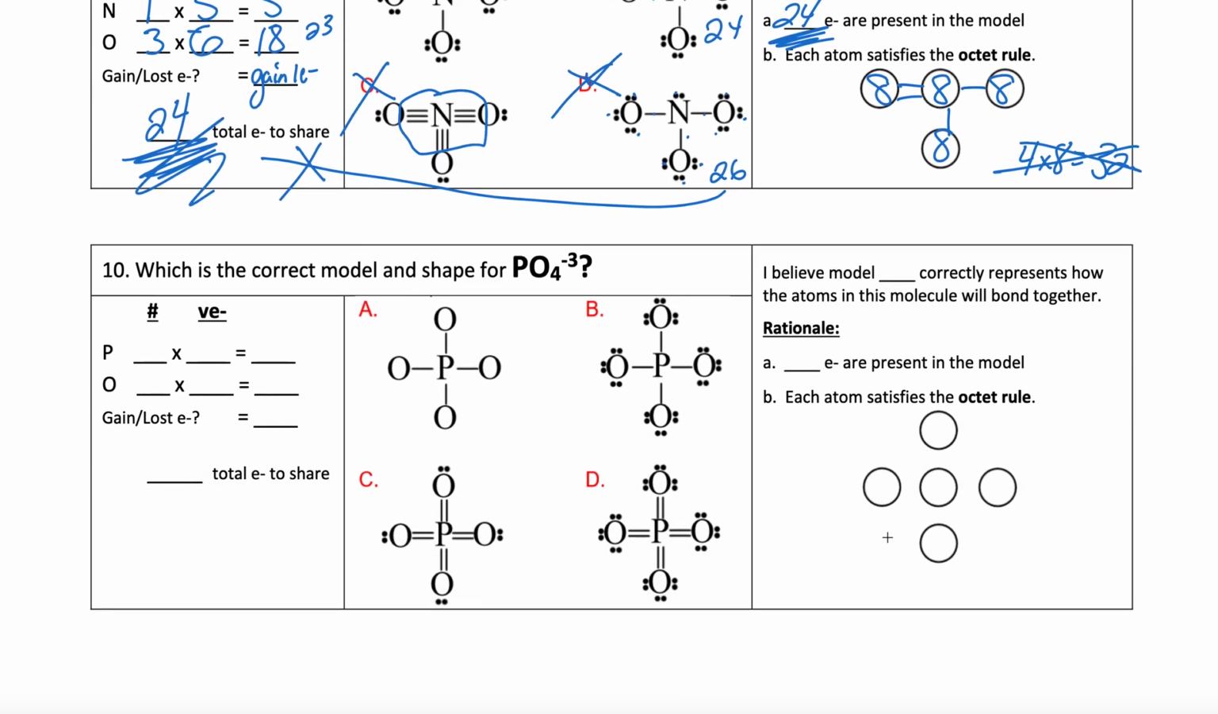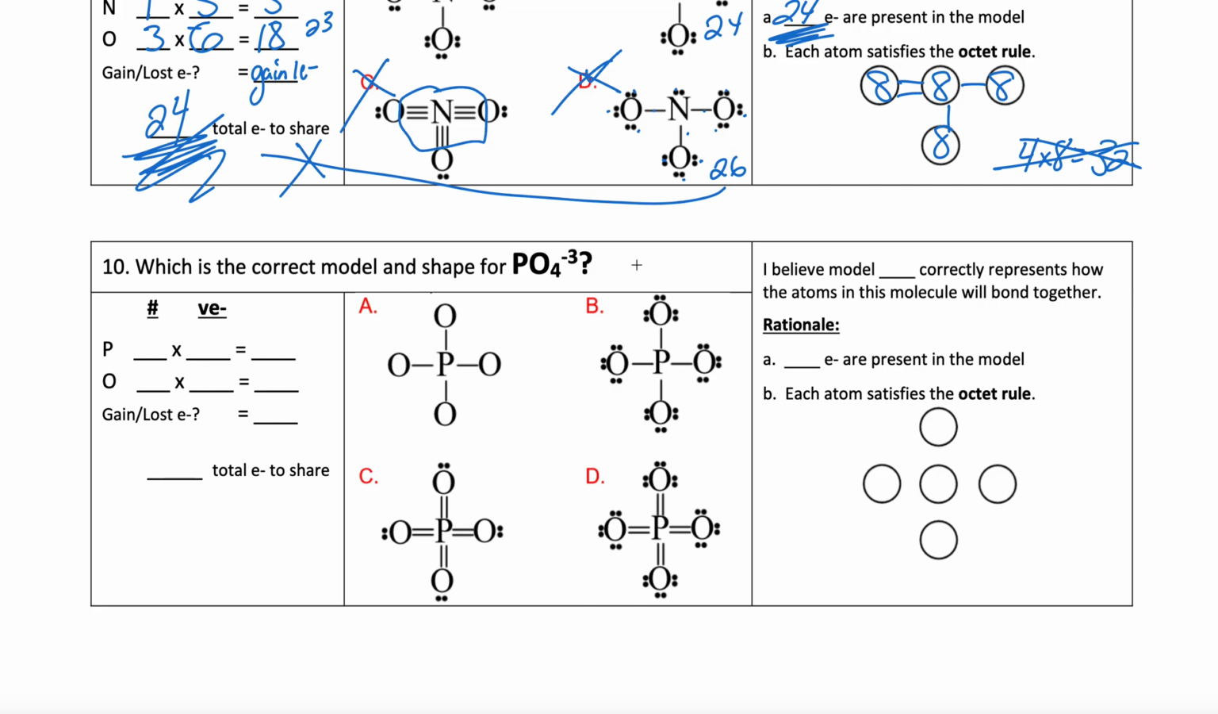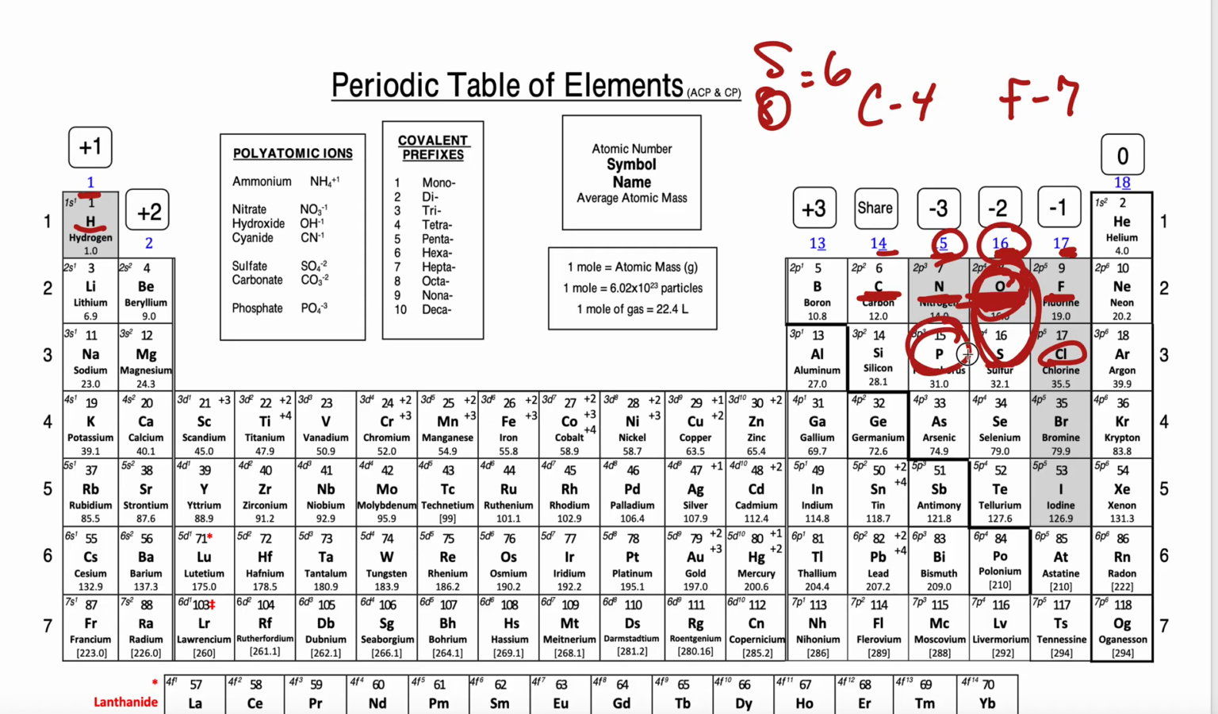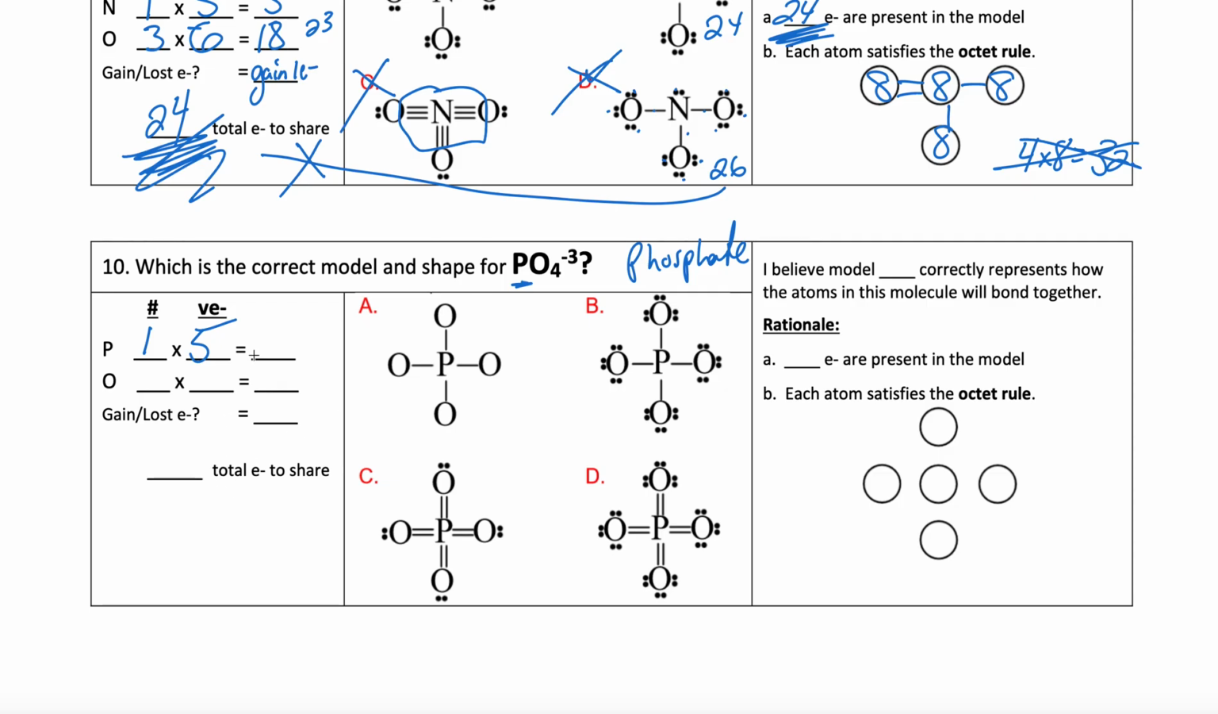And finally, PO4 with a -3 charge. This is phosphate. Phosphorus, there's only one of them. No number there. There's 5 valence. How do I know? I checked my periodic table. I couldn't imagine doing this without a periodic table unless you memorize this all. Phosphorus is in group 15. So you put a 5 there. 1 times 5 is 5.